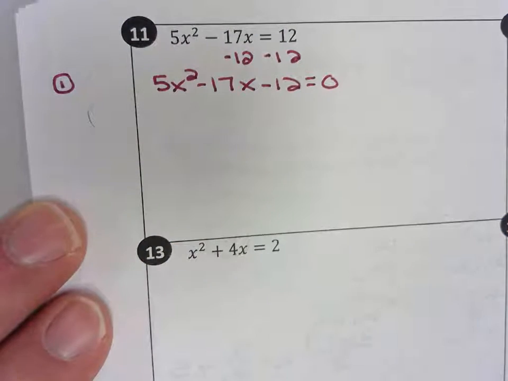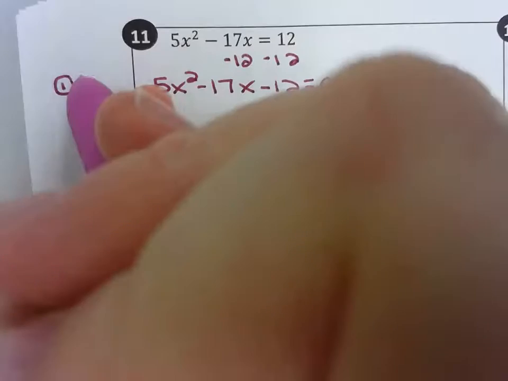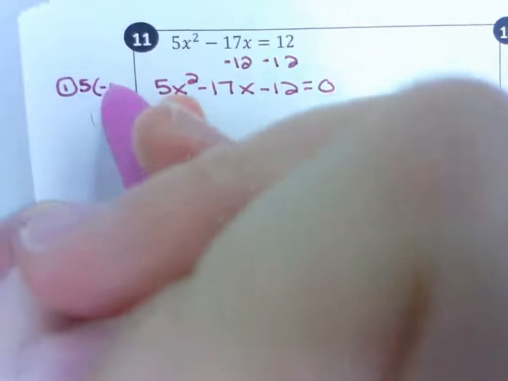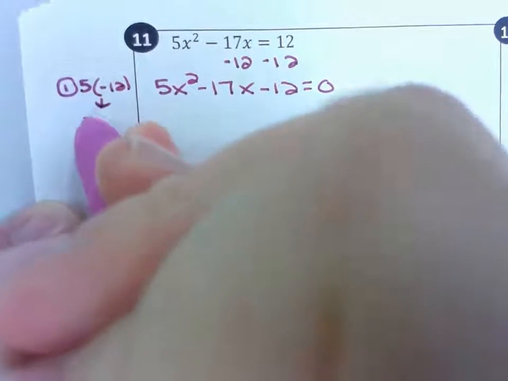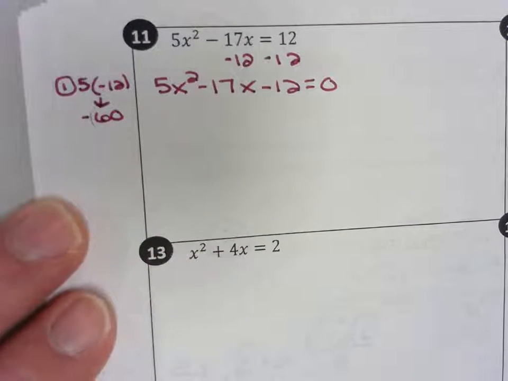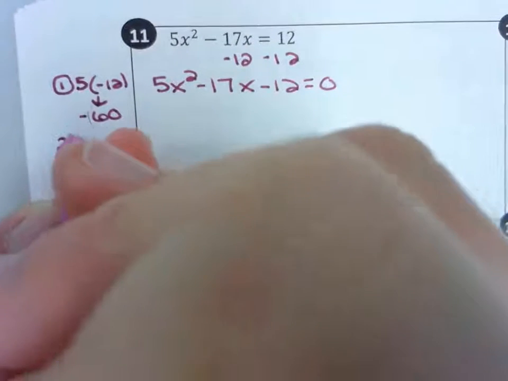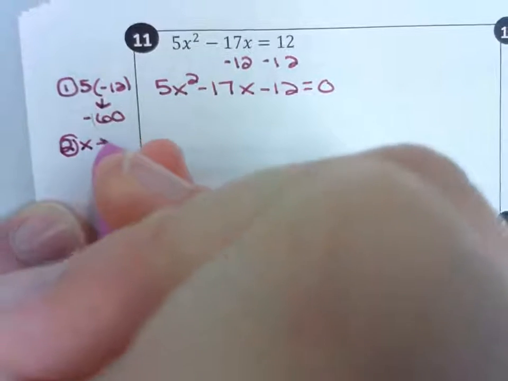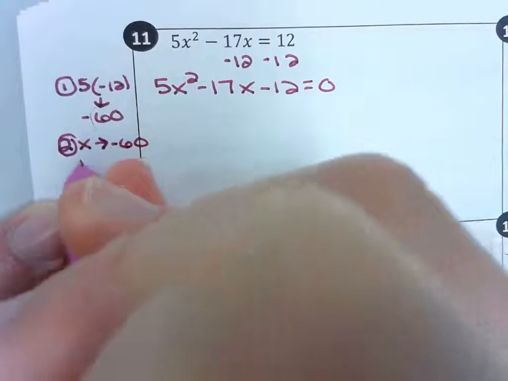Yep, it's the 4-step way because there's a 5 in front of the x squared. What is 5 times -12? -60. So 5 times -12 is -60. So that's the first step. Step 2, let's see. Are there two numbers that multiply to give me -60 and add to give me what?